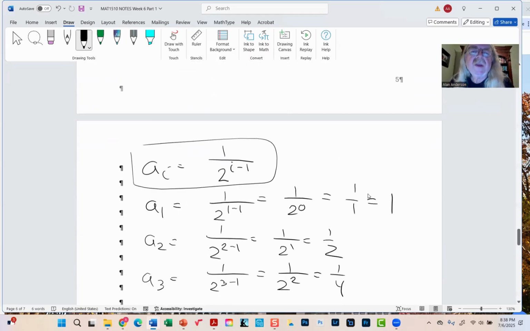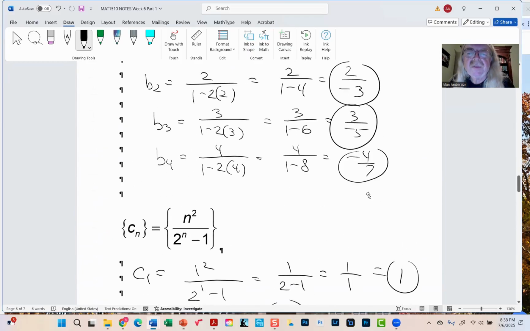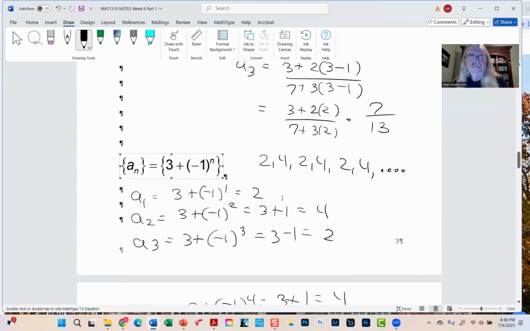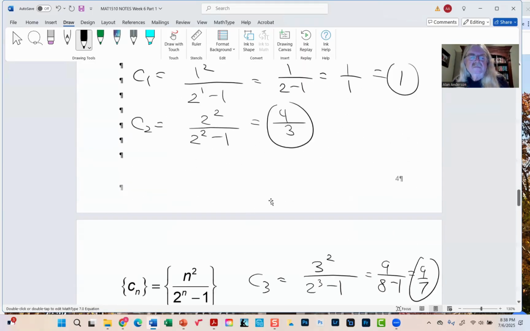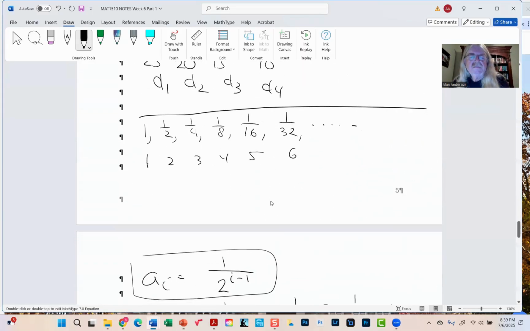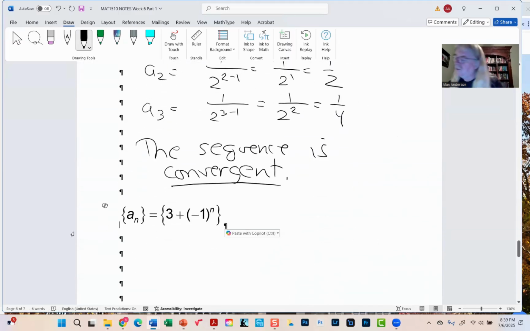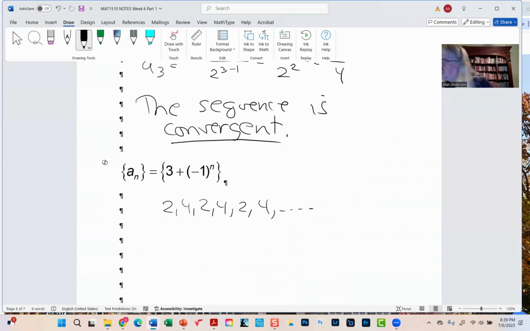On the other hand, remember we had one earlier where it just kept flipping back and forth between twos and fours. Yeah, this one. So this one is 2, 4, 2, 4, et cetera. It's clearly not converging to anything. It's just going to keep alternating back and forth. Here we say that the sequence is divergent.